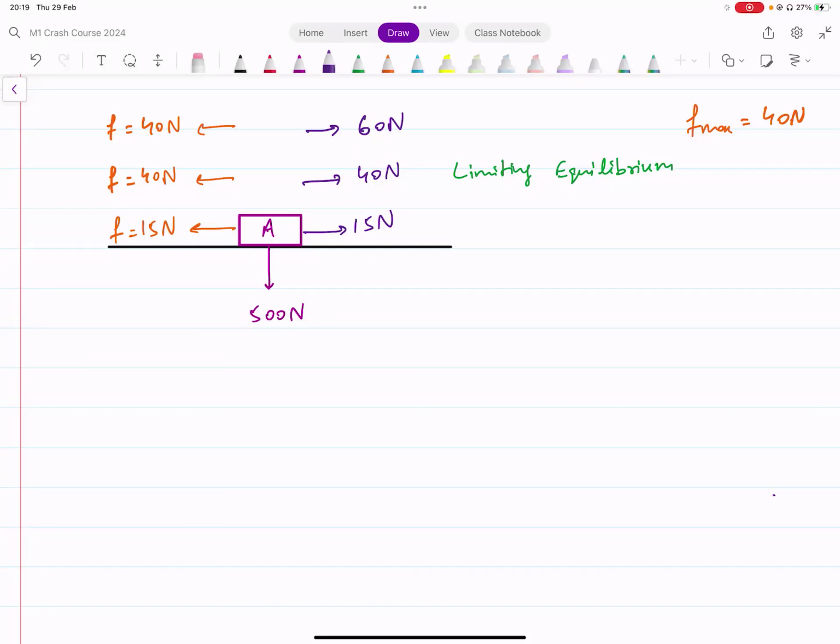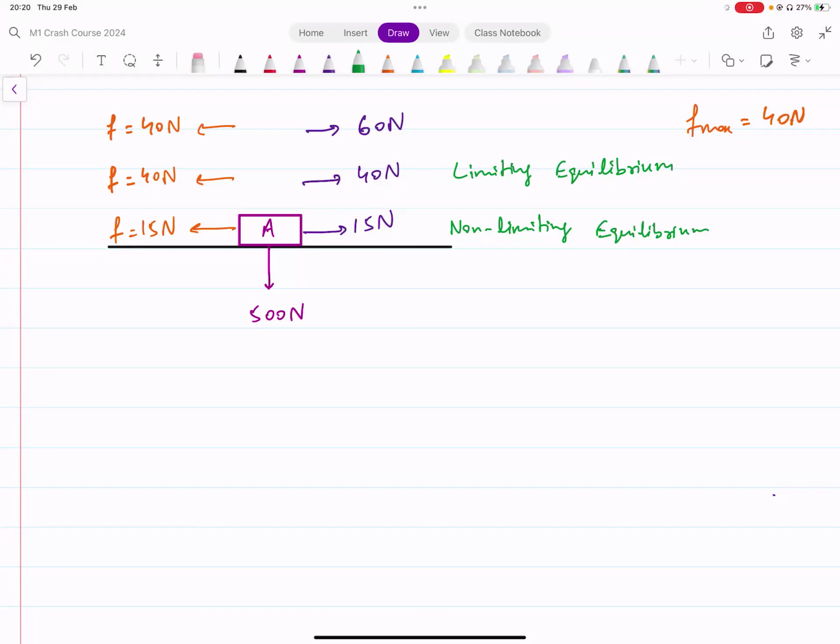And if the force that you were applying was less than 40, we can call this non-limiting equilibrium. We still have room to increase this force and the object will still not start moving. For example, if you were to increase 15 to 16 or 17 or 30, 35, the object will still not start moving. It will only start moving if you increase it to above 40. So this case is called non-limiting equilibrium.